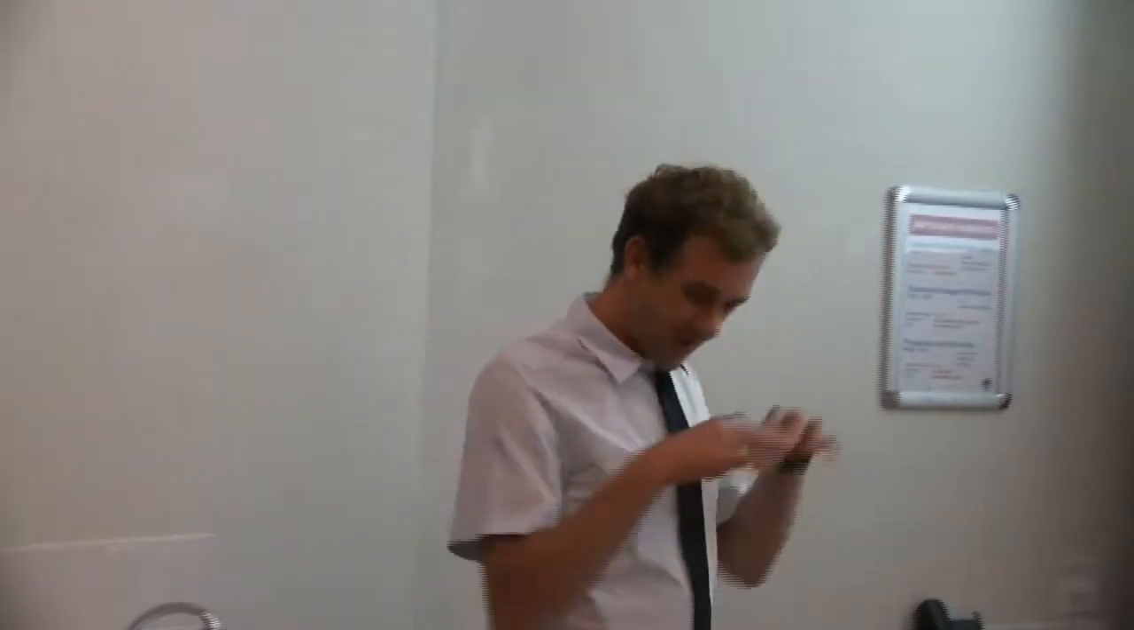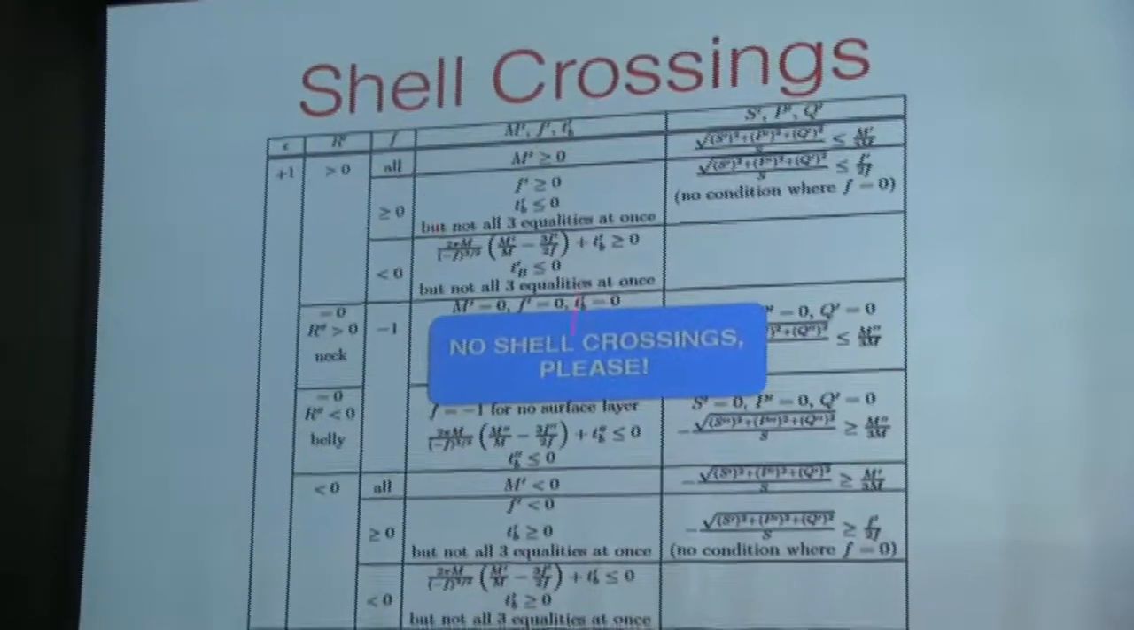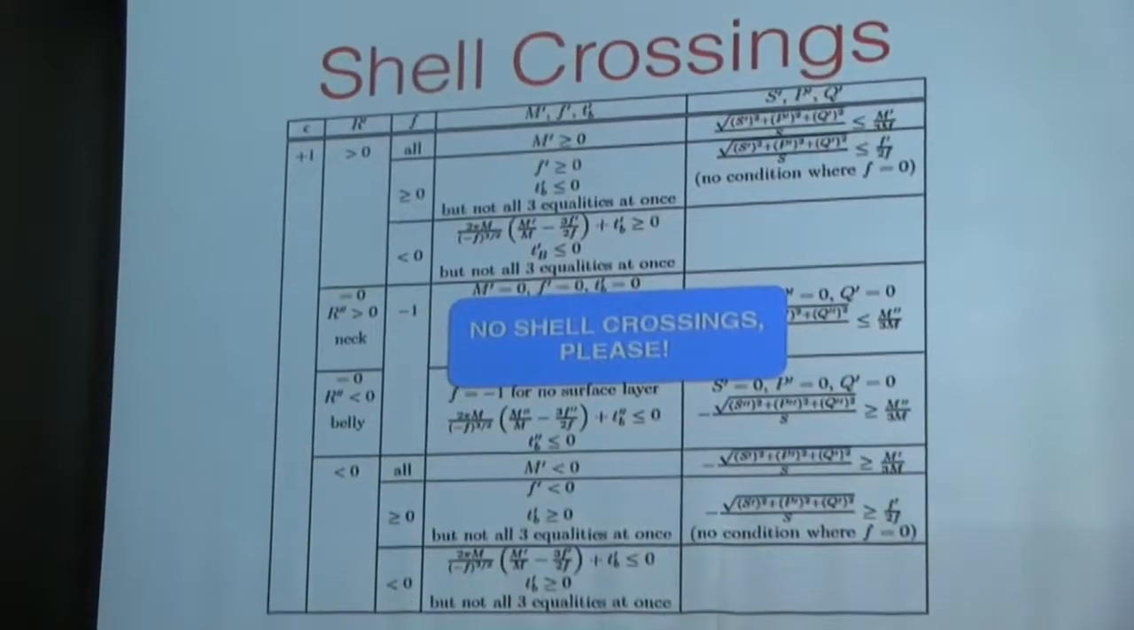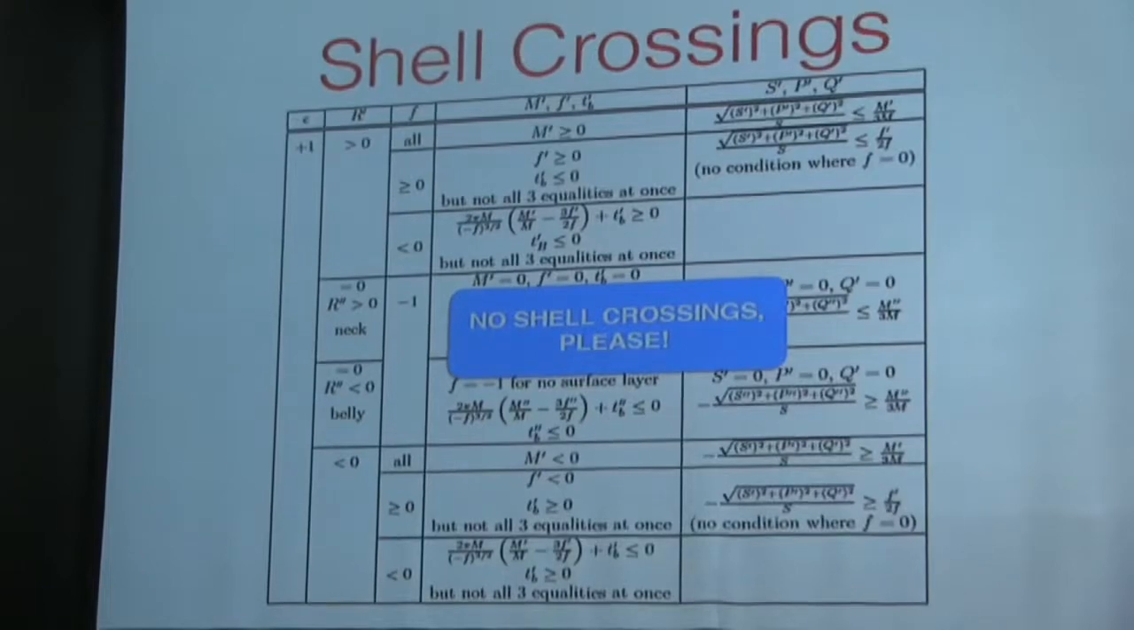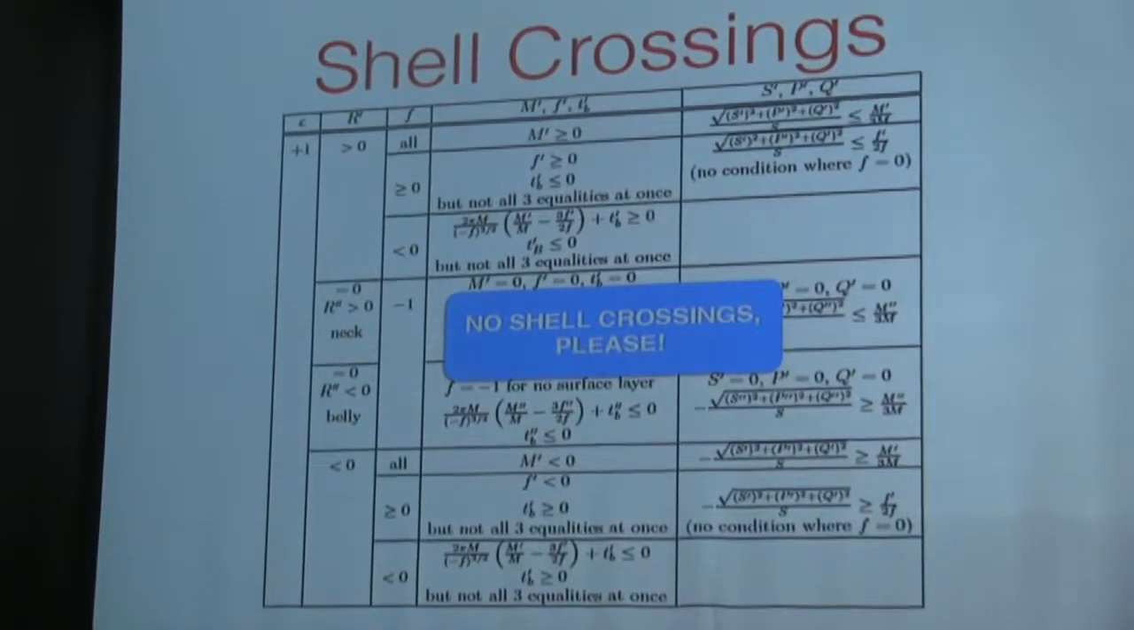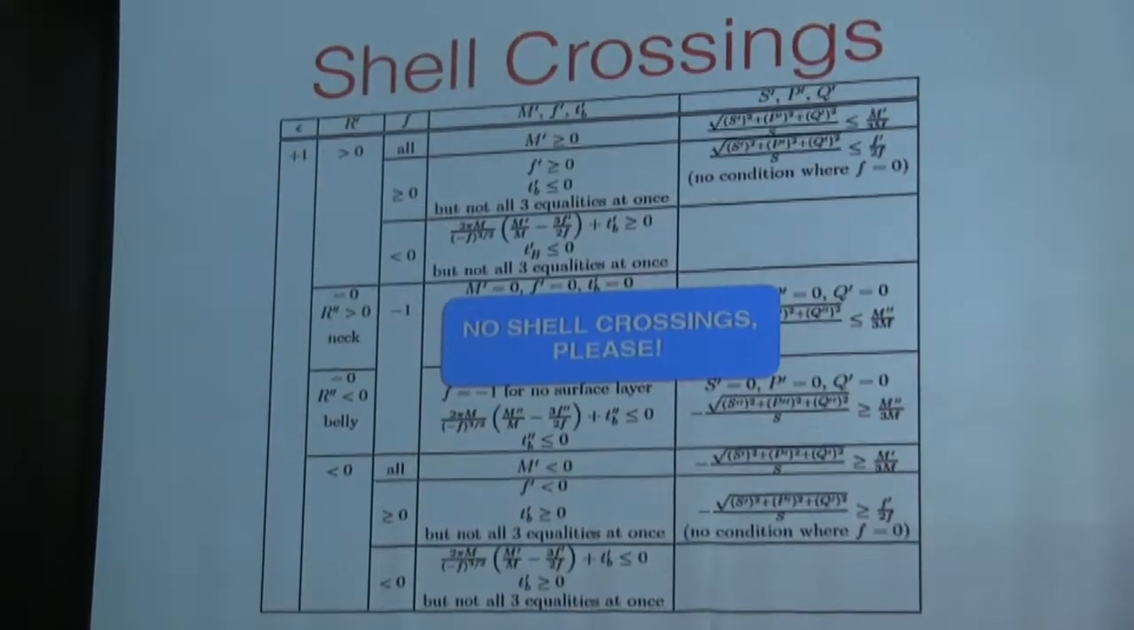Okay. So once we've defined our model and we've defined these 6 arbitrary functions, the space-time is fully specified. But we, of course, don't want any shell crossings, so we have to check all this big mess of conditions. This is just for epsilon is +1 models. There's a whole set of different conditions for epsilon is -1. So it's a big mess.